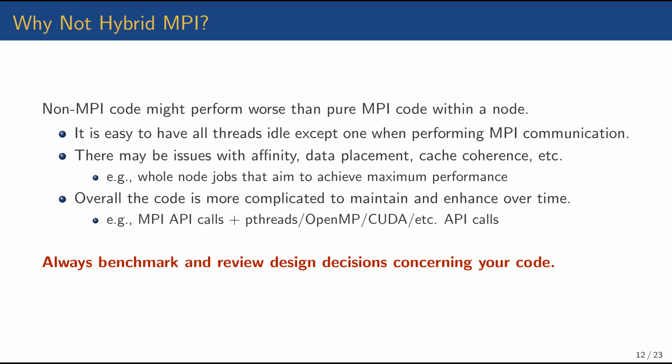The other thing is, if you are already working with code that's very performant, and you're doing whole node allocation, there's a reason I say that. You want to do whole node allocation because you want to deal with affinity, data placement, cache coherence issues, all that, and you want to make your code as fast as possible for the cluster it's running on. Then that might be a reason not to use hybrid MPI.